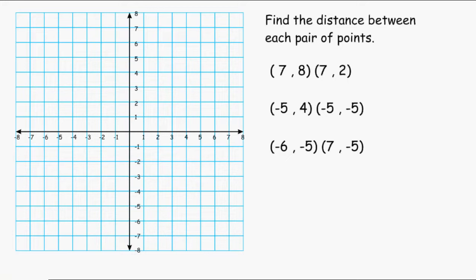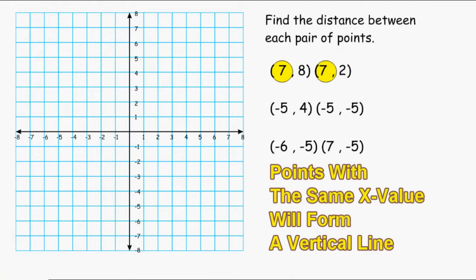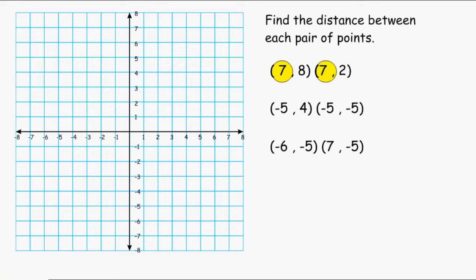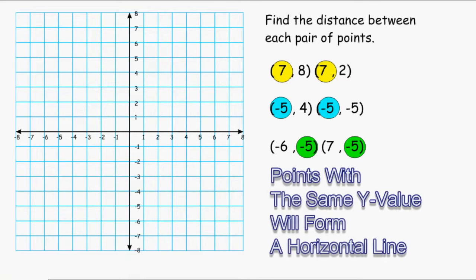Notice how each of the x values are the same for both points. Whenever you have two points with identical x values, the two points will form a vertical line. The second pair of points, negative 5, positive 4, and negative 5, negative 5, also have identical x values, meaning they will also form a vertical line. And looking at the third pair of points, negative 6, negative 5, and positive 7, negative 5, we should notice that the y values are identical.